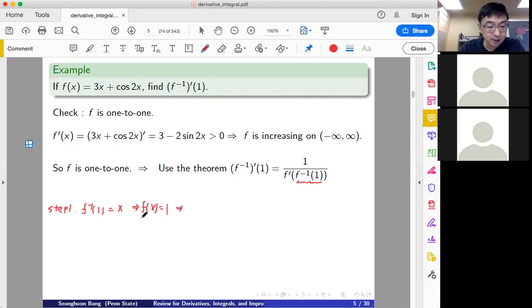What's f of x? This f of x is here, 3x plus cosine 2x. So we have 3x plus cosine 2x equals 1, right? You need to find the x value. So what is x? What is x satisfying this equation, 3x plus cosine 2x equals 1? What's that?